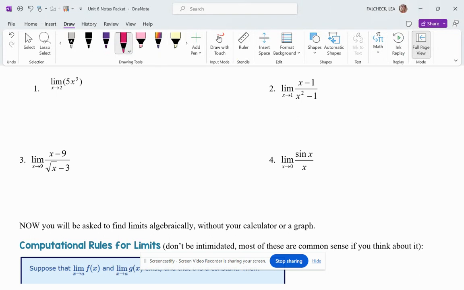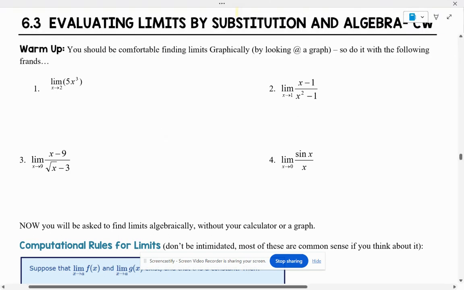Okay, so we're going to do the warm up together since I feel like this might be a new skill and I just want to show you how to do it before you get going. In number one, when we're examining a limit algebraically, we have this little tiny number down here as x approaches 2. We're going to take that 2 and substitute it into the equation 5x cubed and evaluate it. That's going to tell us the y value that the function is trying to achieve at that specific x value, but we just did it algebraically.